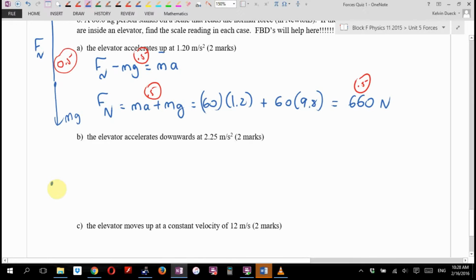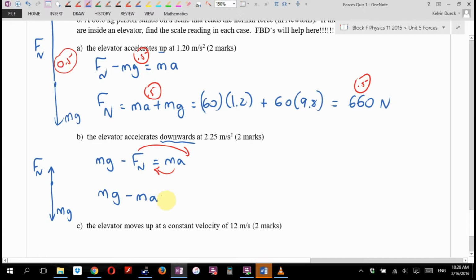Accelerates downwards. Well, what are the forces acting on this person? We got gravity down. There's a normal force up, but I know the normal force is smaller because downwards is winning. In fact, my equation is going to look like this. Gravity minus the normal force equals ma. I'm going to plus this over and minus that over at the same time. I'm going to get the gravity dropping down like a domino minus ma. That equals the normal force.